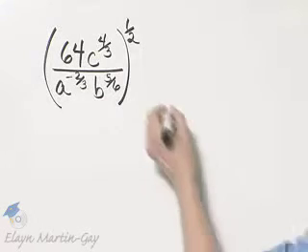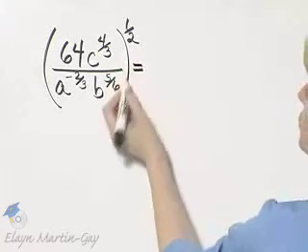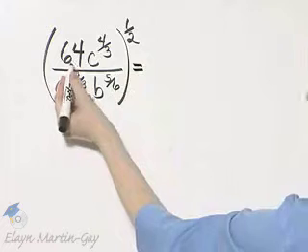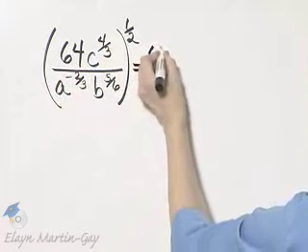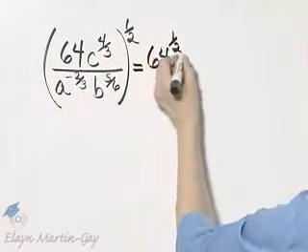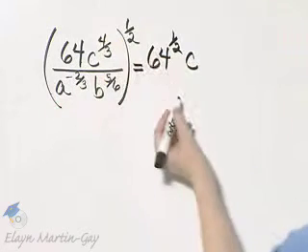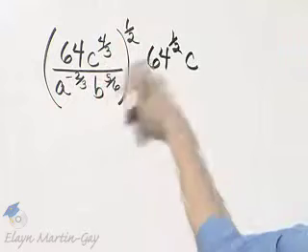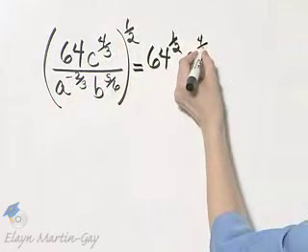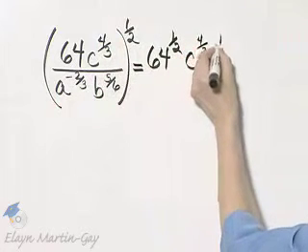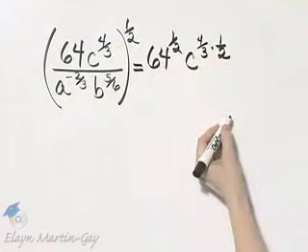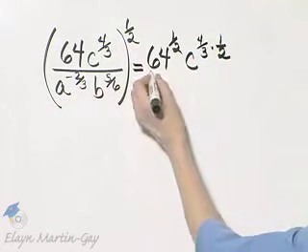To simplify this expression, let's use rules for exponents. So that's 64 to the 1/2 power. That is c to the 4/3 to the 1/2 power. So that would be c raised to a power of 4/3 times 1/2. The power of a power, we multiply exponents.